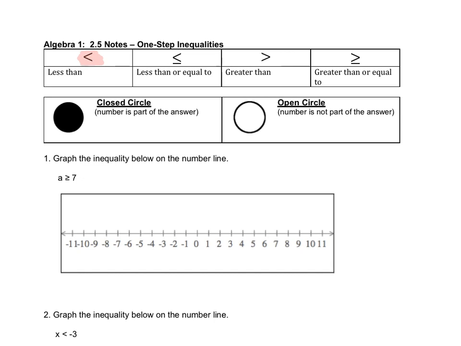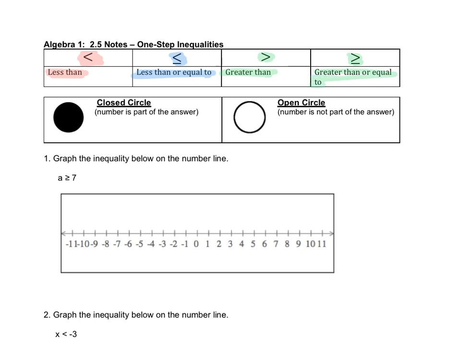If you see it like the tip of an arrowhead pointing toward the left, then that's the less than symbol. If you see it with a line underneath, that's called less than or equal to. If it's pointing to the right, like the tip of an arrowhead, that's the greater than symbol. And if it's pointing to the right with a line underneath, that's called greater than or equal to.